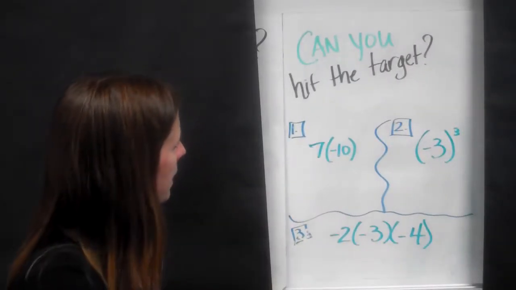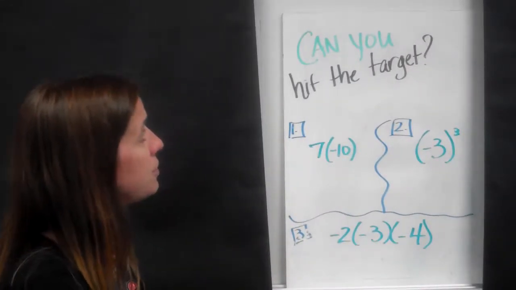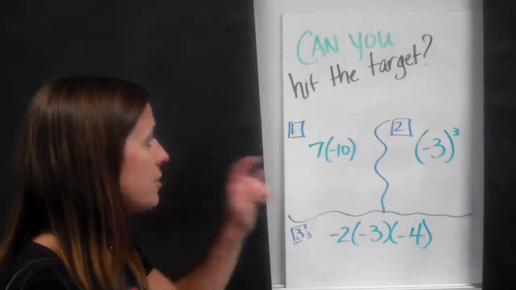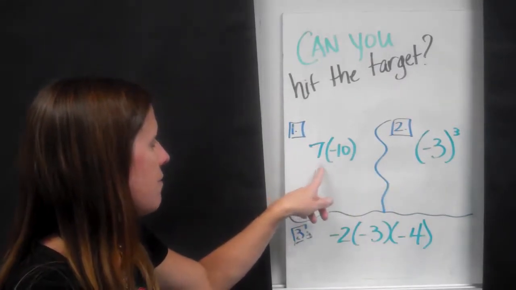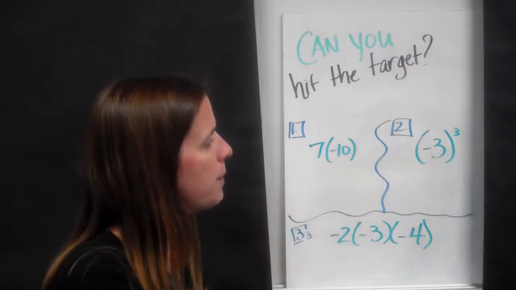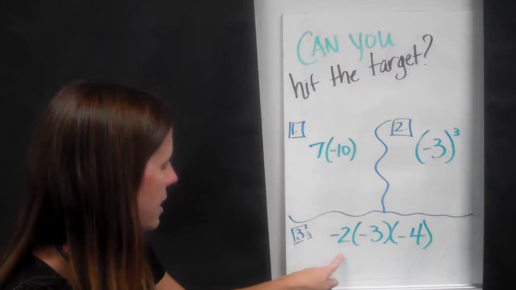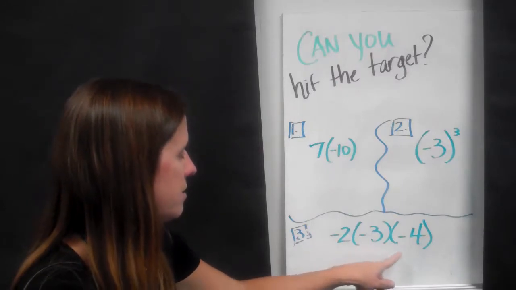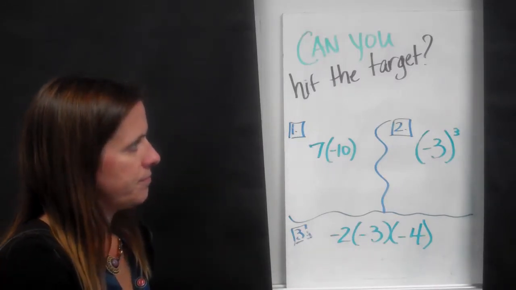Okay, so now let's go back to those problems from the beginning and see if you can hit our learning target. Can you solve these three problems? 7 times negative 10, negative 3 to the third power, and negative 2 times negative 3 times negative 4. Good luck.